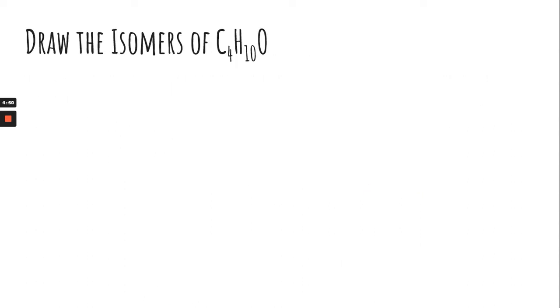So if we take an example, C4H10O, and we can draw the different functional groups. So the first thing I would do is chain my 4 carbons.